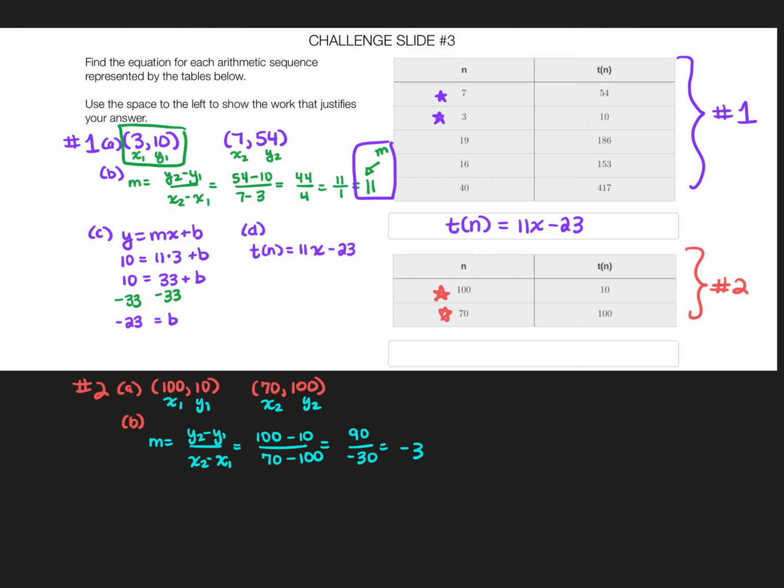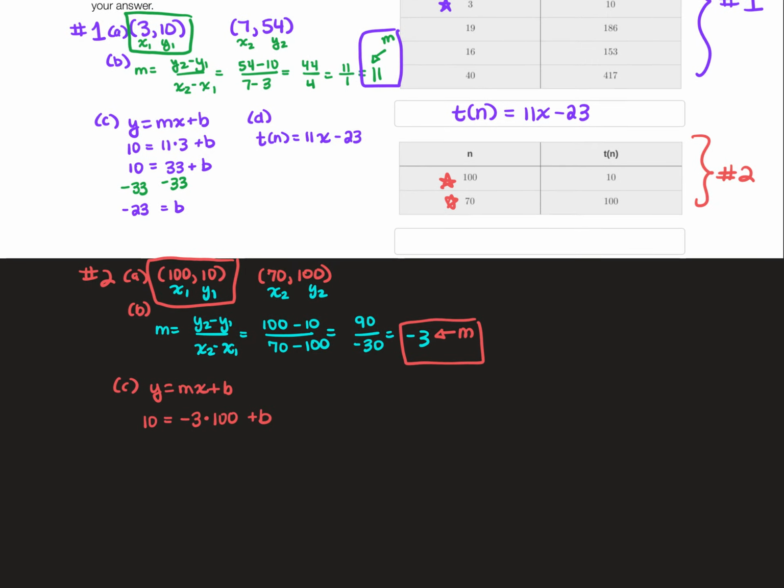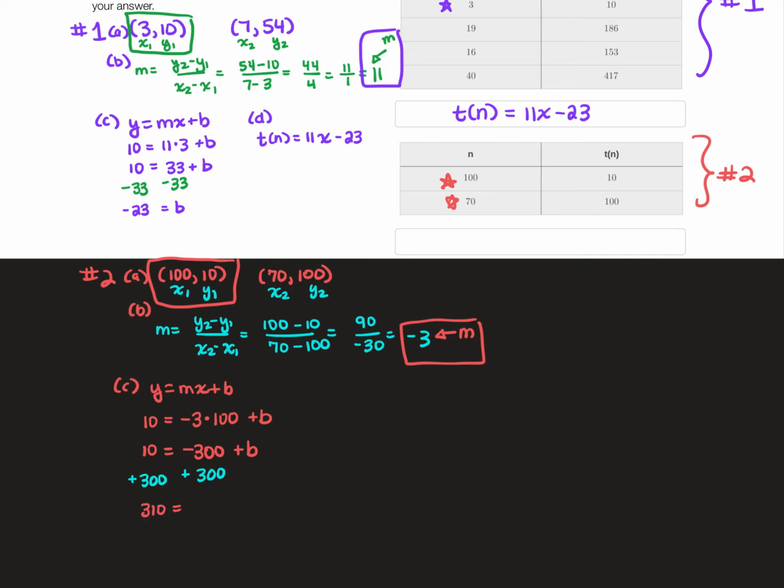So this, remember, is my m value. All right, so now I've got m, I've got an x1 and a y1, so I'm going to go to part C, which is writing the equation using y equals mx plus b form. So my y value is 10, my m is negative 3, my x value is 100, plus b. Now I've just got to solve that equation. So I've got 10 equals negative 300 plus b. Let's go ahead and this time add 300 to both sides. And we're going to get 310 equals b.